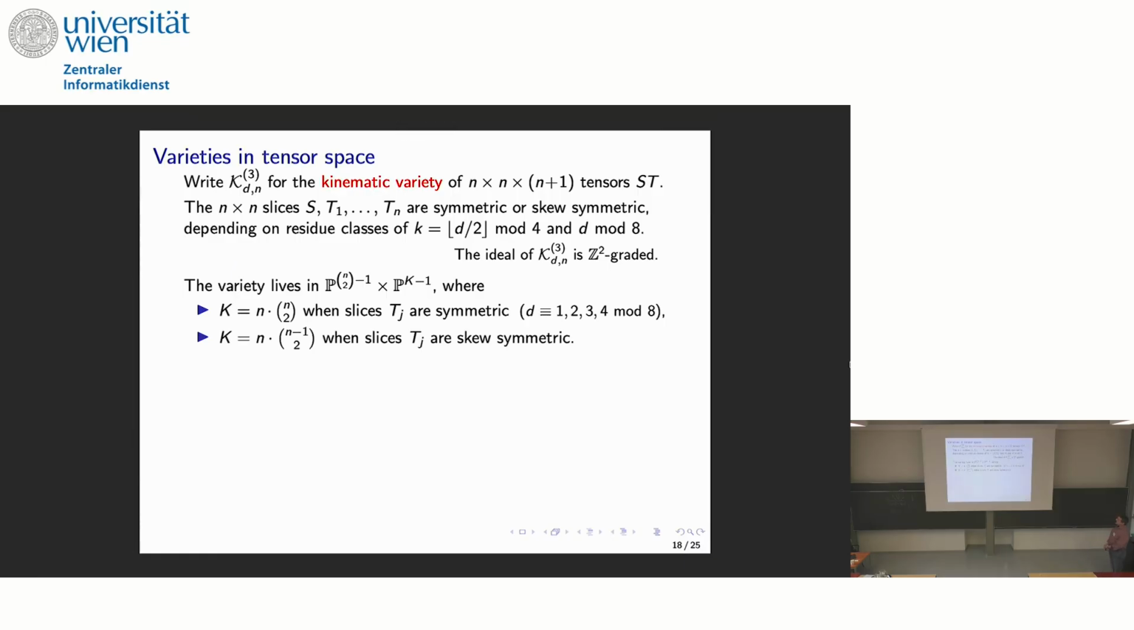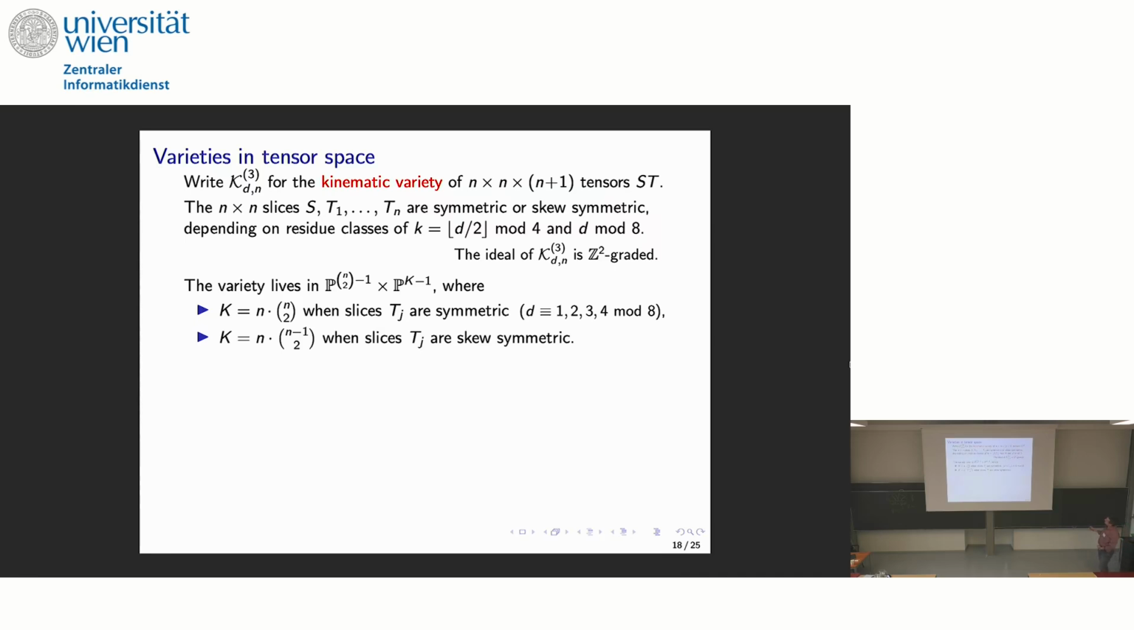Now, tensor space is nice, right? So I'm going to write K3dn for the kinematic variety. This is now in the space of n by n plus 1 tensors. So I take the order 3 spinor brackets together with the order 2 spinor brackets. And these slices are symmetric or skew-symmetric depending on d mod 4.